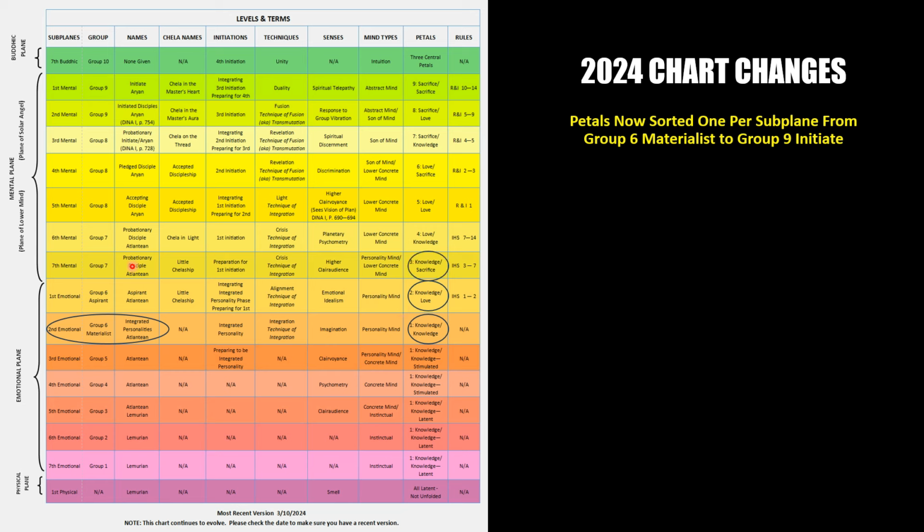And the probationary disciple is working on the final of the knowledge petals. It says the knowledge petals unfold with the probationary disciple. So obviously some of this is unfolding for the probationary disciple, but it just made sense to me, as I understand the stages of little chelaship, group 6 aspirant, all these terms together, that there is the beginnings of knowledge unfolding here, knowledge love, because the aspirant is starting to have some love for humanity happen. And the probationary disciple is starting to make some sacrifices happen in regards to their knowledge.